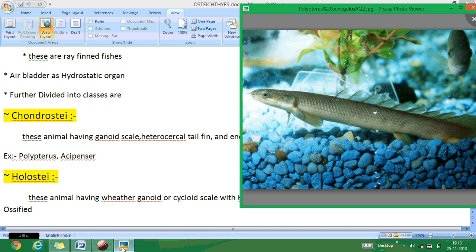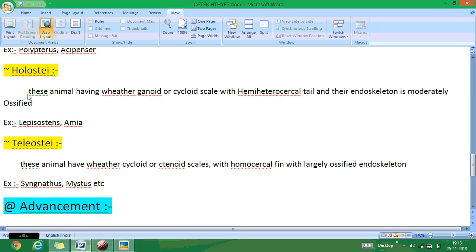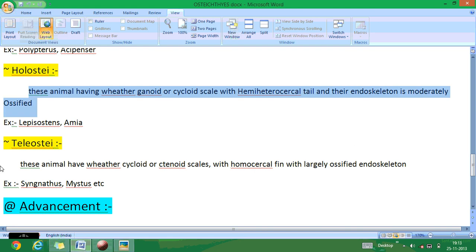Here is a Polypterus. As we see here, they have ganoid scales on their body surface and a heterocercal tail. Due to pebbles, we can't see that they have a tail, so as an assumption we take it as a heterocercal tail. The next one is Holostei. These are those animals having ganoid or cycloid scales with a hemiheterocercal tail and an endoskeleton that is moderately ossified. The examples are Lepisosteus and Amia.